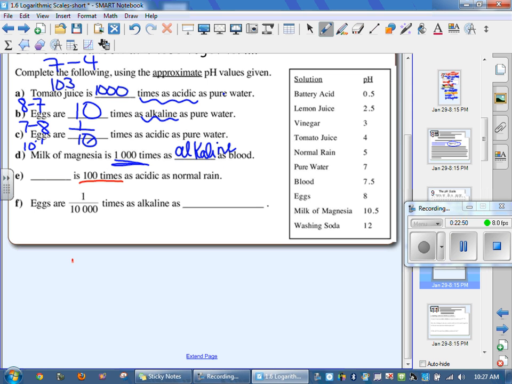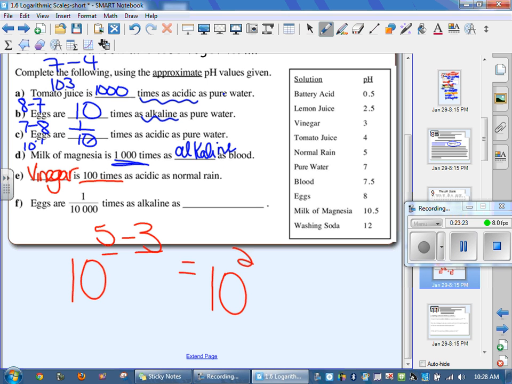So now we're comparing something to normal rain. Normal rain is a 5. Where's the 5 going to go? It's going to be the first one. And what are you going to put next? The vinegar, good. 5 subtract 3, so it's vinegar. Vinegar is 10 squared, so 100 times more acidic than normal rain. So they call it acid rain. You know the acid rain we get?